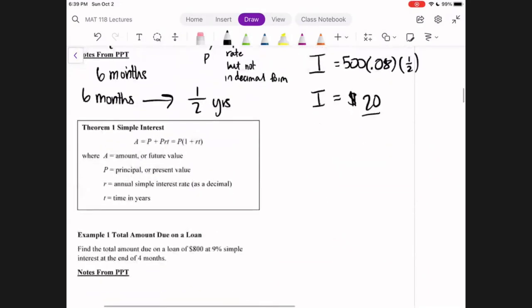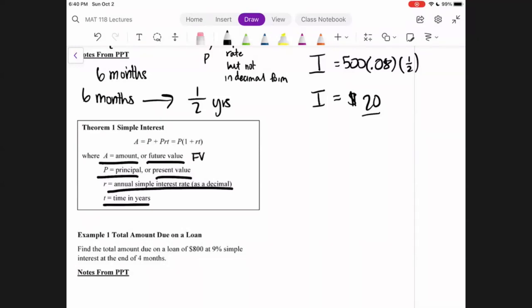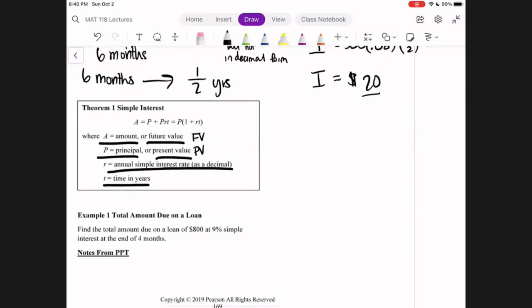And this is where we get this other theorem, where A is the amount or future value, P is the principal or present value, R is the same as before, and T is the time in years. So some books and resources will say future value is FV and present value is PV. Okay, so just be aware of that. So the same one here, I want to know what's the total amount of the loan of $800 at 9% simple interest at the end of 4 months. So we have our principal. We have, this is our R, but remember, this would be 0.09 because you divided by 100 or moved the decimal 2 places to the left.